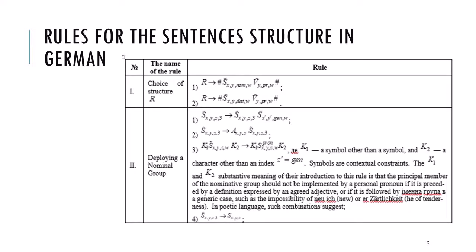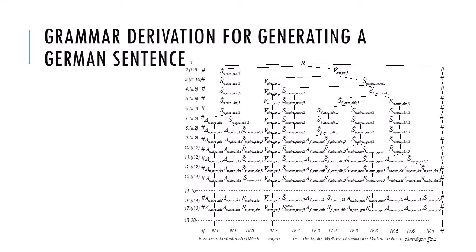This slide presents the rules for the sentence structure in German. Here is the choice of structure, the nominal group, verbal groups, and realization of syntactic categories of word forms. And here is the example of a phrase structure grammar of type 0 for a sentence in German.